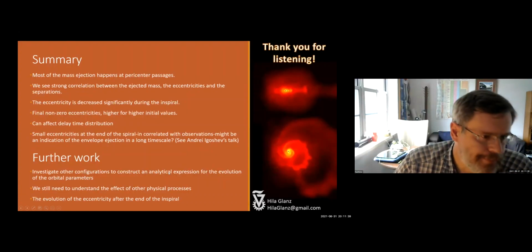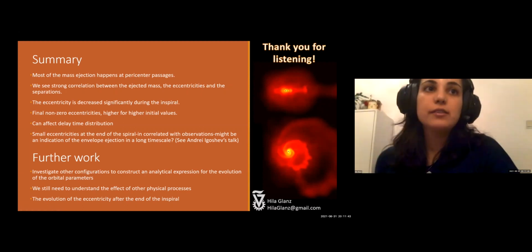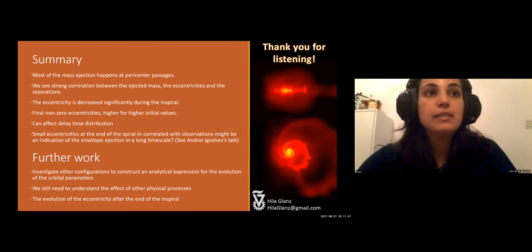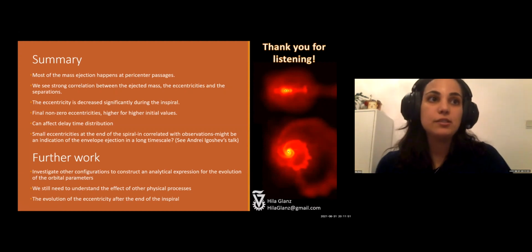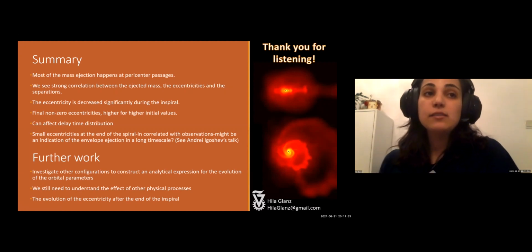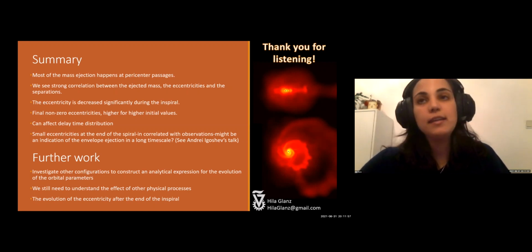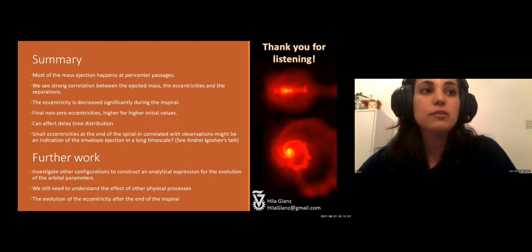Okay. So overall, what we find is that larger eccentricities at the onset of the common envelope increase the amount of mass loss, which happens mostly during pericenter passages. And the existence of eccentricity at the end of the inspiral can affect the delay time distribution for mergers of compact binaries and then the resulting explosive transient.